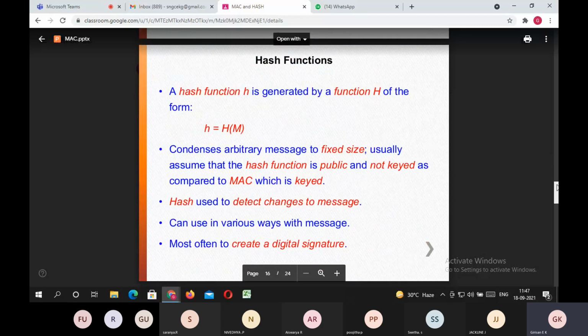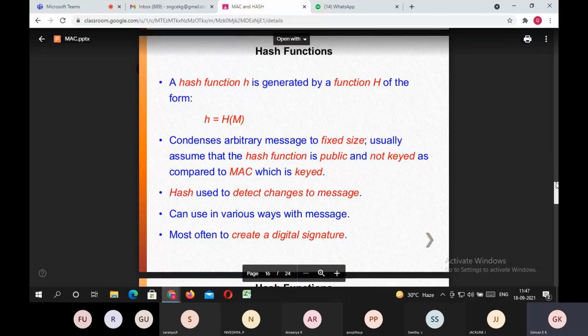Now coming to the hash function, which is also similar to the MAC, but in a hash function, it is a code which is generated on a fixed size message.